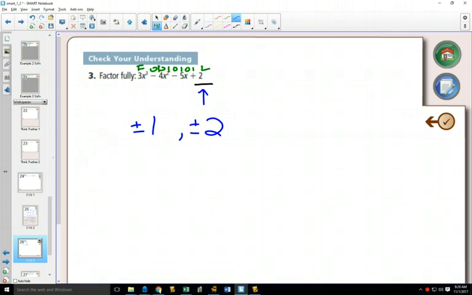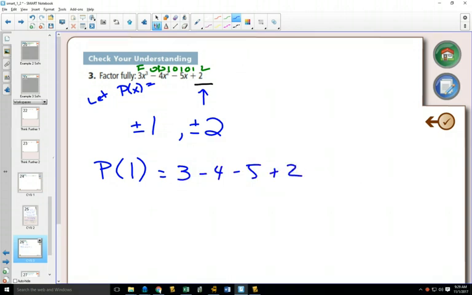So I'm going to say this whole thing again. I'm going to let p of x equal this whole thing. So I'm going to check what happens if I plug in 1. Do I get a remainder of 0? We're just trying to find that key first factor. So if I plug in 1, I'm going to get 3 minus 4 minus 5 plus 2. Oh, disappointment. We got a remainder of negative 4. So I have to try another one.